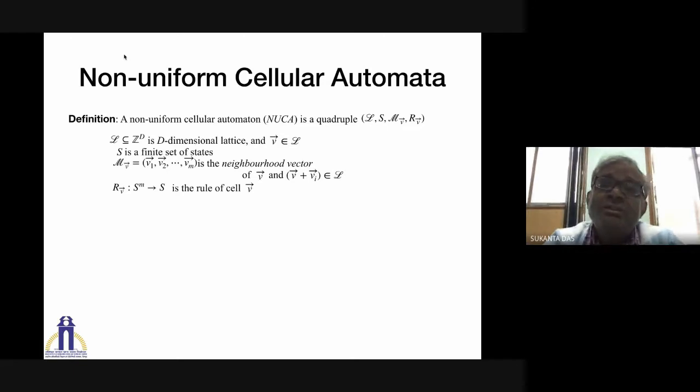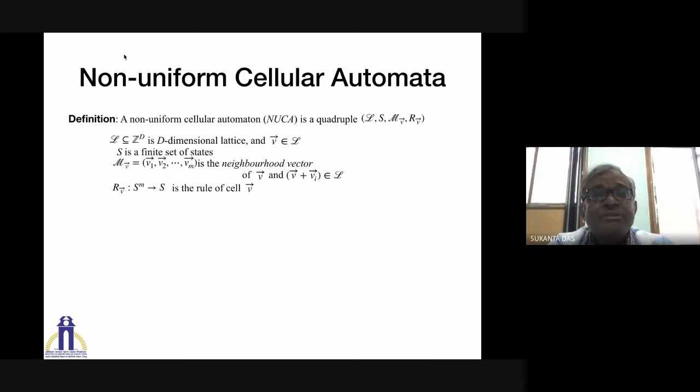Here is the generalized definition of non-uniform cellular automata. A non-uniform cellular automaton, sometimes we call it NUCA, is a quadruple. Recall that a CA is also a quadruple. The same is here. First one is L, a d-dimensional lattice, the same as before. And S is the finite set of states. And next, M_v vector and R_v vector. So these two are different.